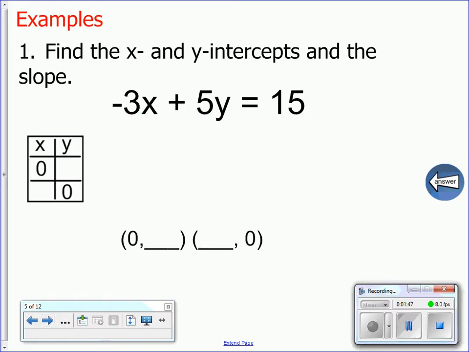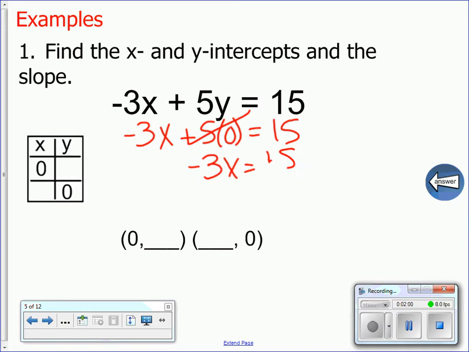Now let's do the same thing and plug in 0 for y. So that's 0, so -3x equals 15. Divide both sides by -3, and we get x equals -5. So my intercepts are (0, 3) and (-5, 0).